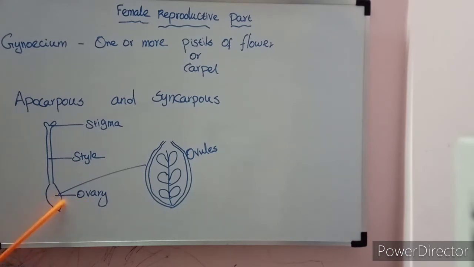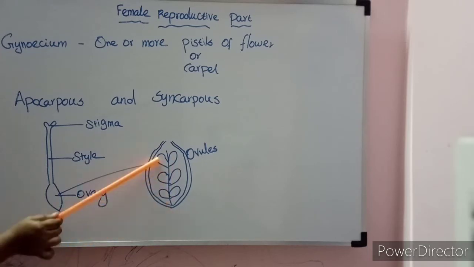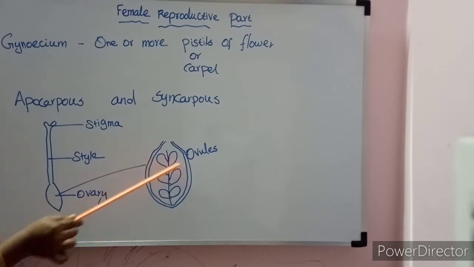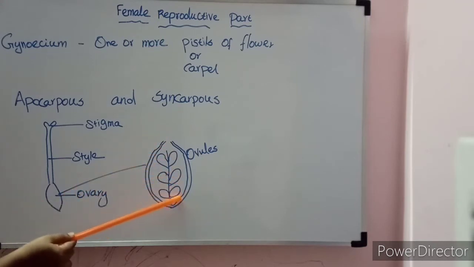So the carpel contains ovary, style and stigma. Ovary is the basal swollen part of the gynoecium. It includes the ovules. Ovules are present in the ovary cavity, or the ovary cavity is otherwise called the locules. So the locules may be one or two or many.